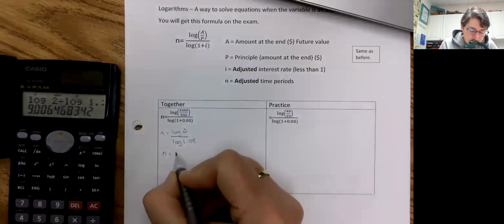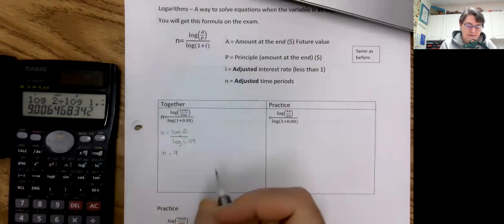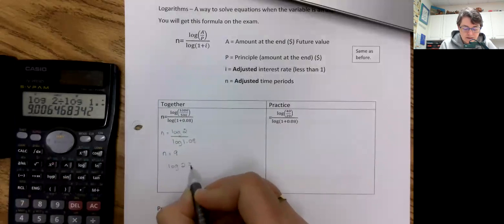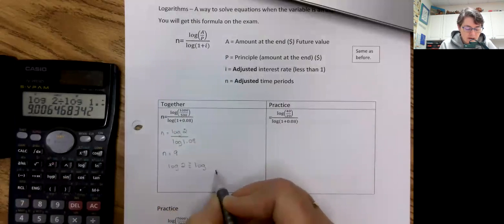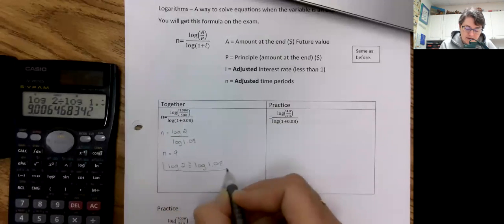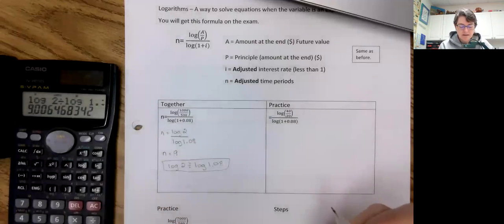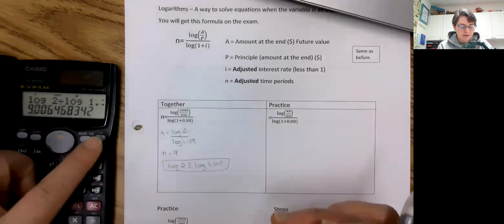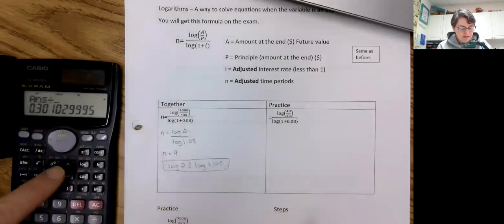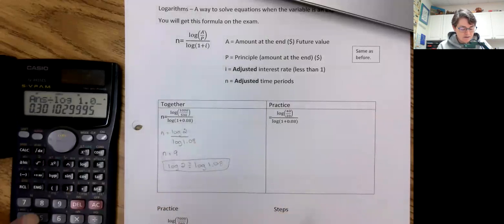And I get 9.006. Okay, so that was log 2 divided by log 1.08. That's my keystroke, so I'm going to put a box around that so I remember how to do that. On your calculator, it might be slightly different. Let me just try it on this one. Log 2 equals, and then divide by log 1.08 equals. Still get the same answer.